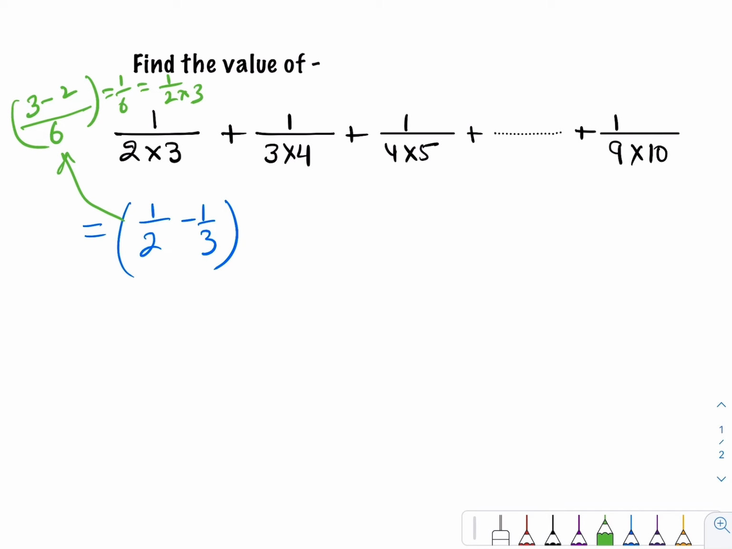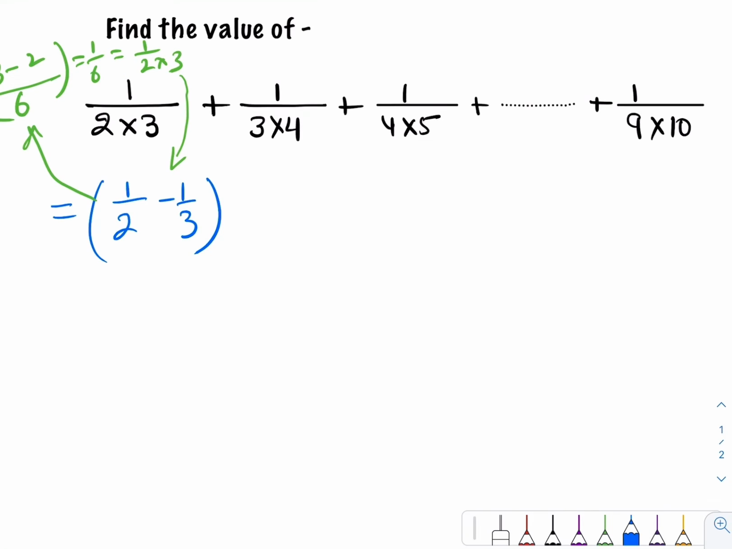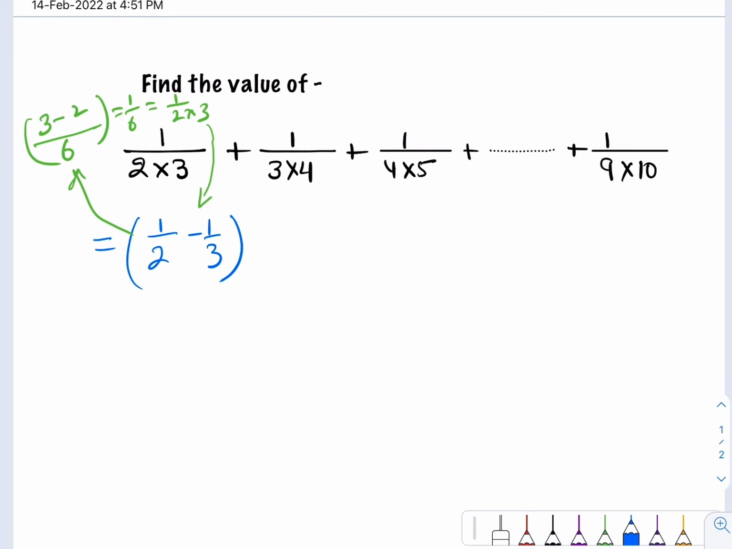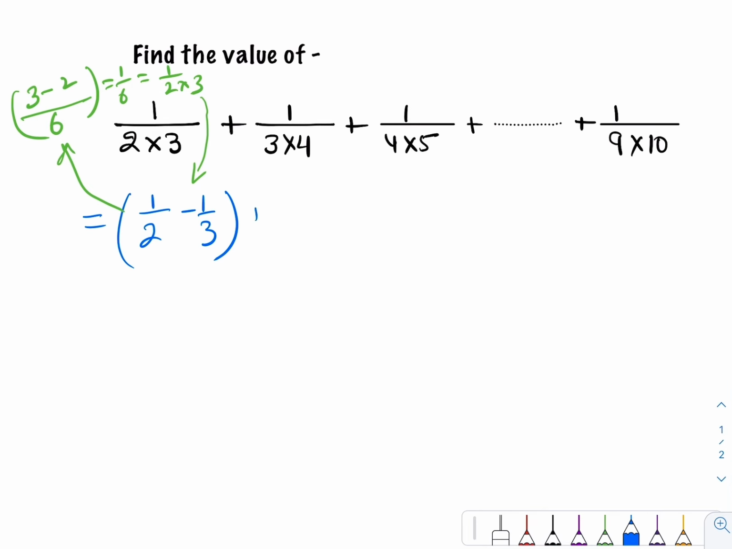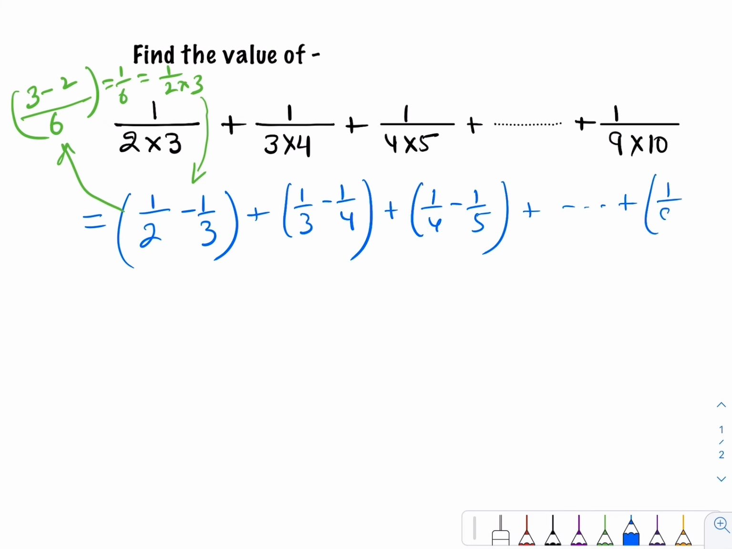So 1 upon 2 into 3 we can write like this: 1 by 2 minus 1 by 3. Similarly, the next term equals 1 by 3 minus 1 by 4. The third one is 1 by 4 minus 1 by 5, and so on. And the last term we can write like this: 1 by 9 minus 1 by 10.